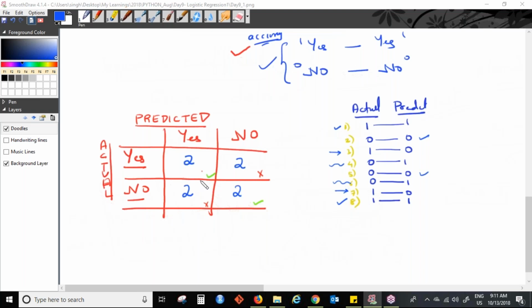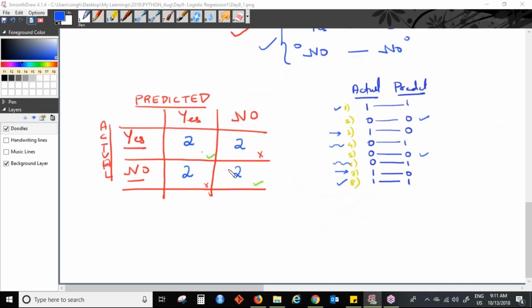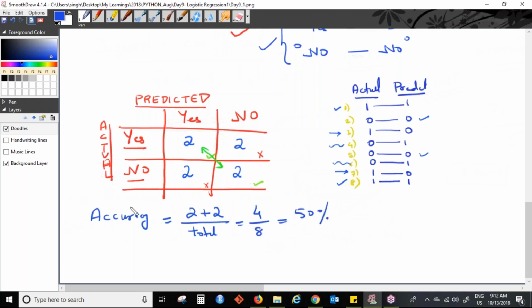Okay, now as we discussed, these two are good quantities for us, right? The higher these two diagonal numbers, the better for us. And similarly, the smaller these two numbers, the better for us. So how do we calculate the accuracy? In all classification models we have a parameter called accuracy, where we just add these two numbers. So I'll add 2 plus 2, which is 4, divided by total. So 4 divided by 8, which is 50%. So the accuracy is 50%.